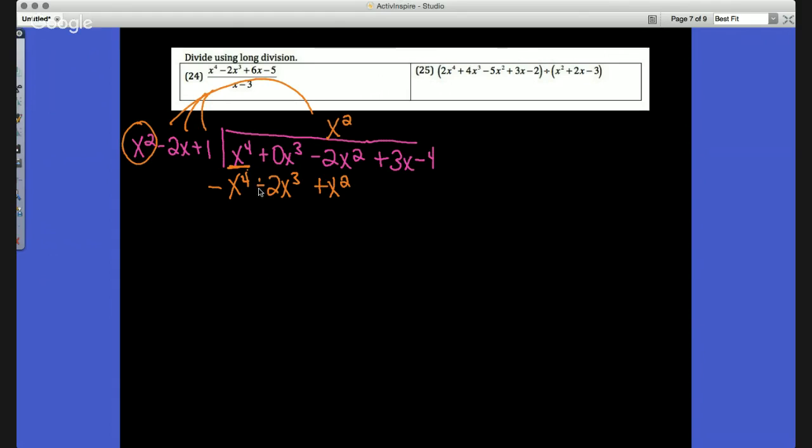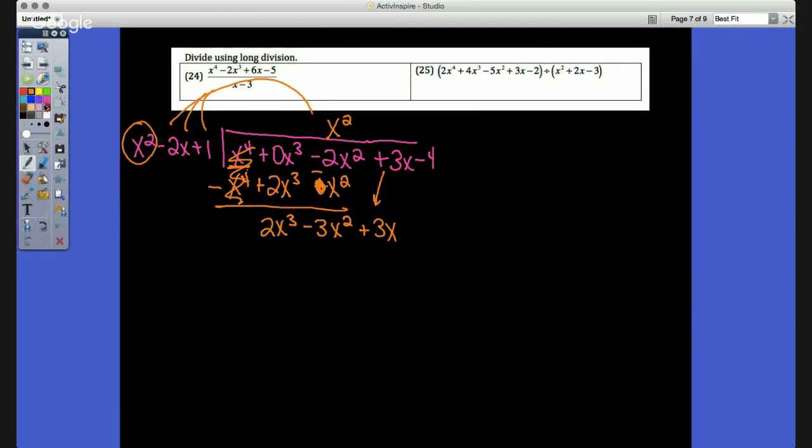We changed the signs here. Okay, change the signs to where that's gone. And we're now left with 2x to the third minus 3x squared. Okay, so we've got that there. Now, we've got to bring down one more, that 3x, down below. And so now we ask the same question. What times x squared gets me 2x to the third? You'll see a common pattern.